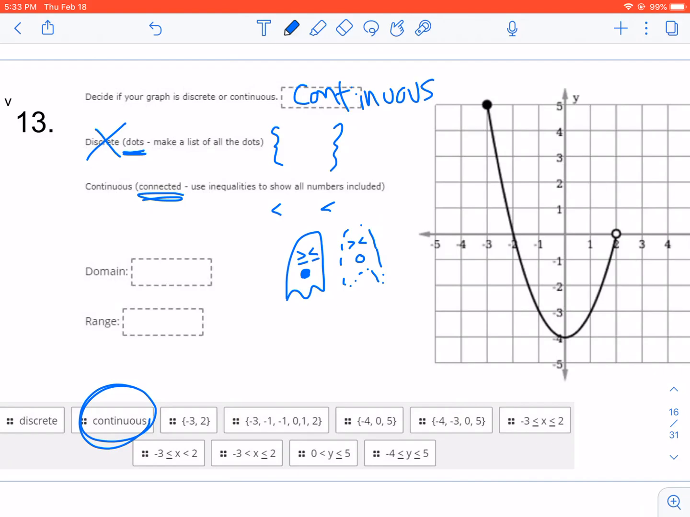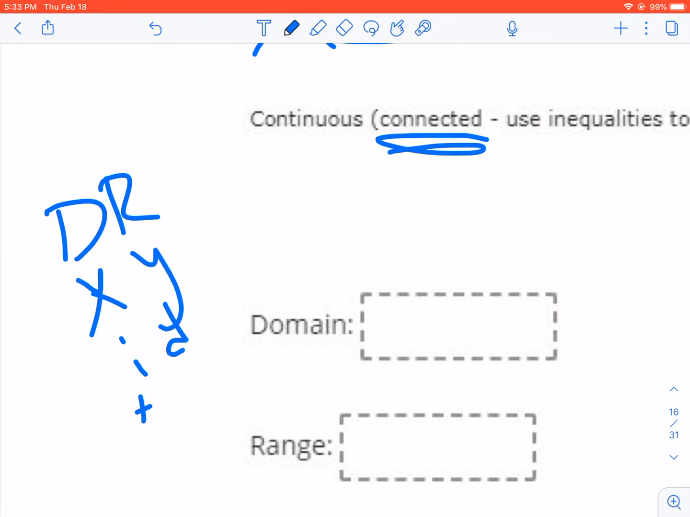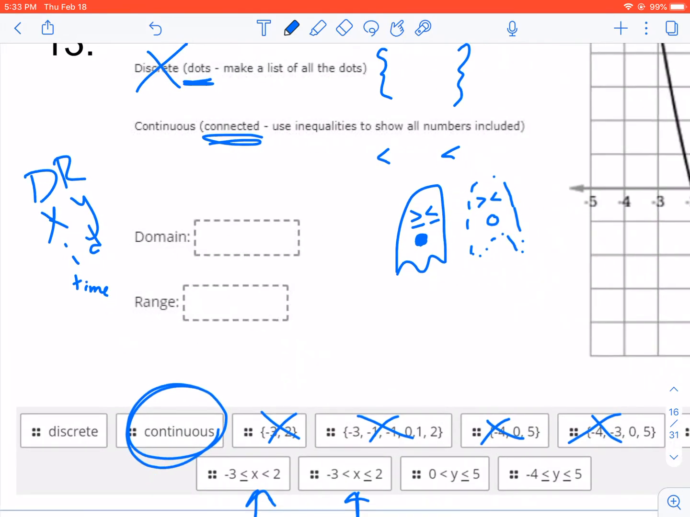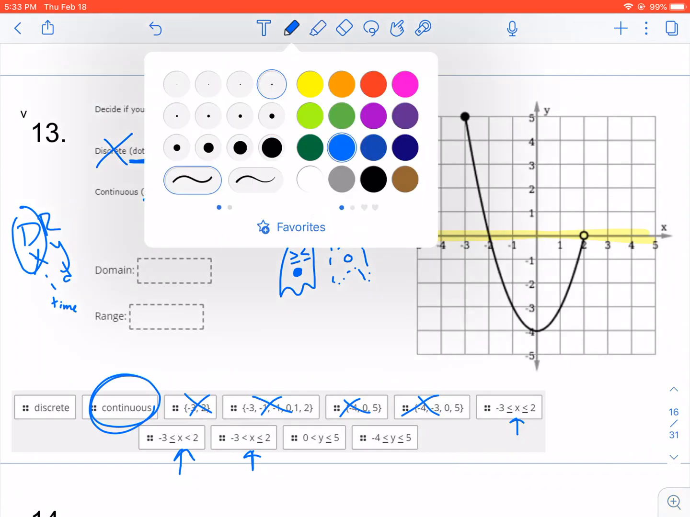And then we're going to look at our domain. Now because it is continuous, we can eliminate all of these choices up here. And then we're going to deal with our domain. Domain is X. And whenever we learned about domain and range in the very beginning with lines, we remember Dr. XY needs his ID to go in and out all the time. So for domain, we're focusing on our x-axis. We get our numbers from our x. And we're looking at how far sideways it goes, how far to the left and how far to the right.